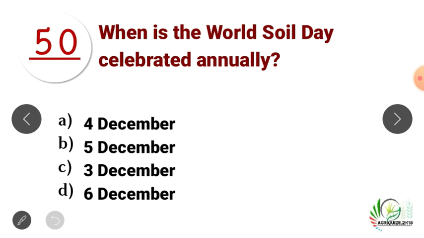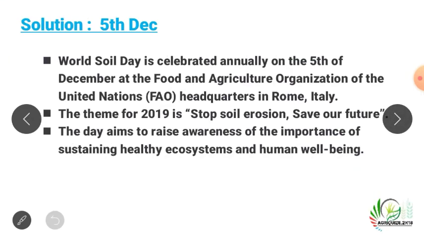Question number 50. When is the World Soil Day celebrated annually? Here option B is correct. 5 December. World Soil Day is celebrated annually on the 5th of December at the Food and Agriculture Organization of the United Nations, FAO headquarters in Rome. The theme for 2019 World Soil Day is Stop Soil Erosion, Save Our Futures.